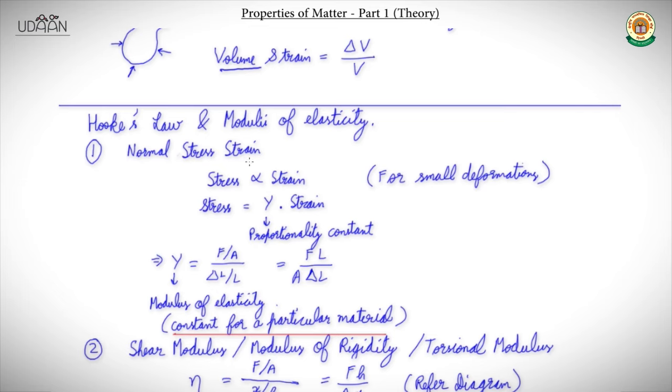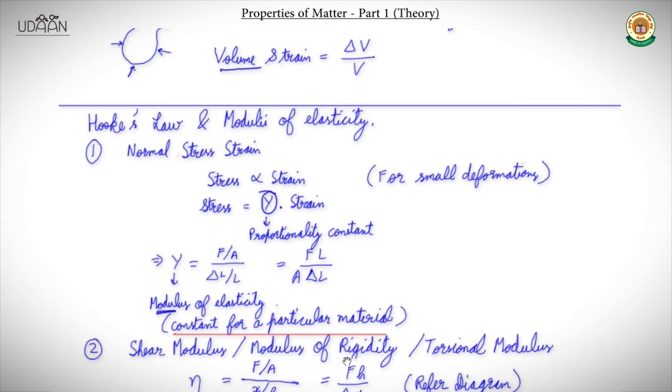For normal stress and strain, stress is proportional to strain, and this proportionality constant, which is shown as Y over here, is the modulus of elasticity, which is constant for a particular material. It will be given by stress upon strain, so F upon A upon delta L upon L, which is equal to FL upon area into change in length. So this will be the constant.